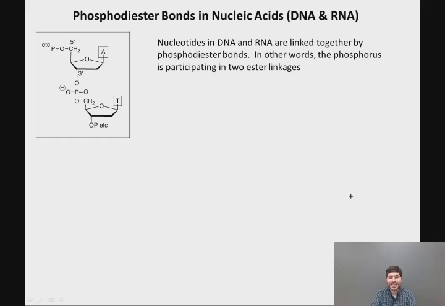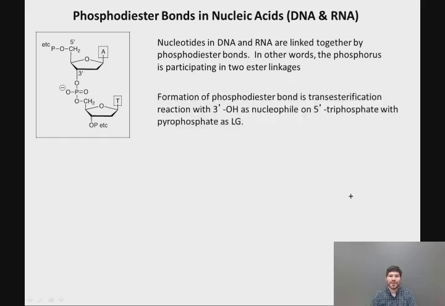And the way you can see this is if you look at the phosphorus atom in the center of the diagram and look upwards from it, you see the phosphorus bound to an oxygen bound to a carbon. Therefore, that is one phosphorus ester. And then if you look downwards, you'll see the phosphorus bound to an oxygen bound to another carbon. So that is a second phosphorus ester.